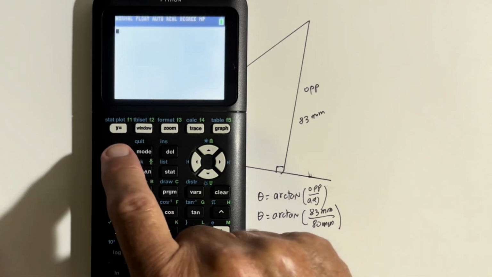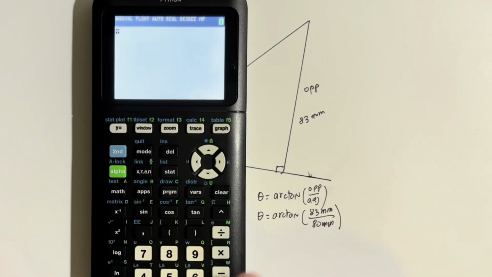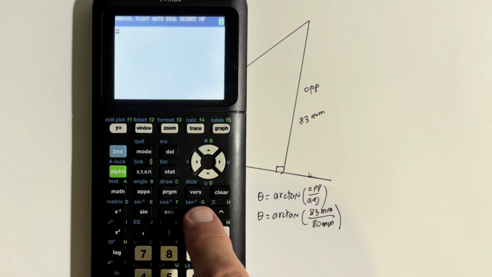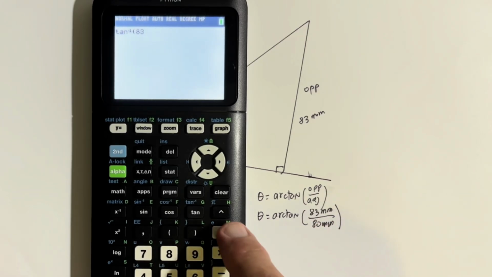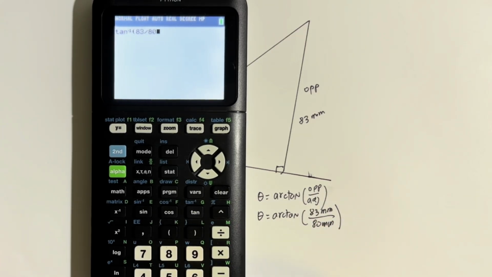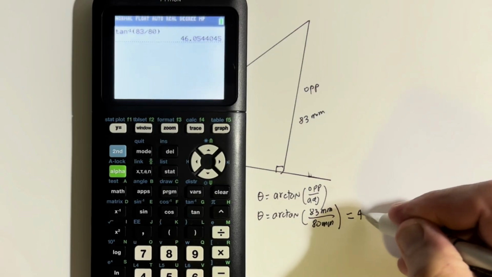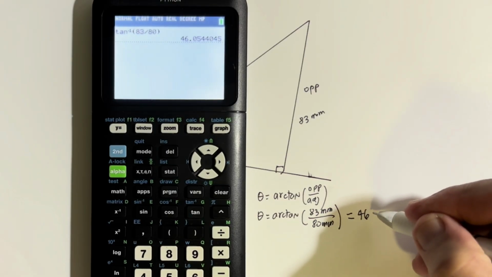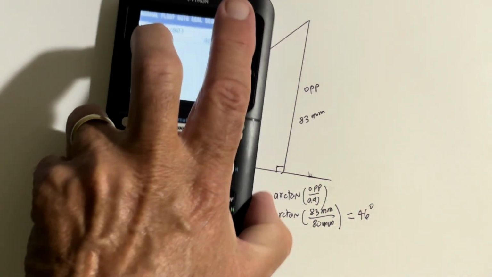So let's get it in these. It's in the degree mode, so that's good. Second, go down here to tangent inverse, 83 divided by 80, close the parentheses. It looks like it's 46.05. I'm just going to call it 46 degrees. We're going to round to 46.